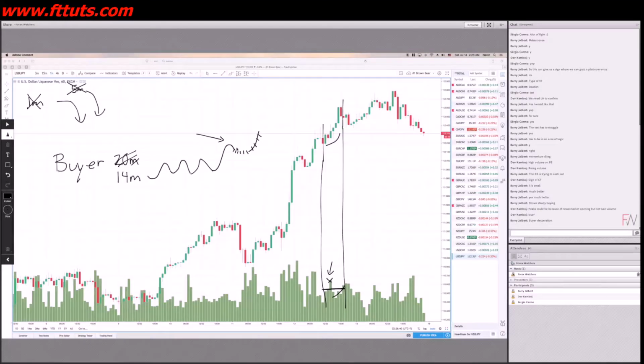Now on the pullbacks, the reverse is supposed to happen. So let's take a look at this pullback. It starts from somewhere around here and goes down till somewhere down here, right? If I take it all the way down, something like that, can you tell me the design of this volume here? Is it rising or declining?